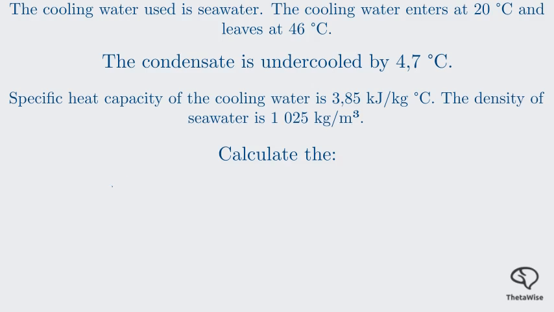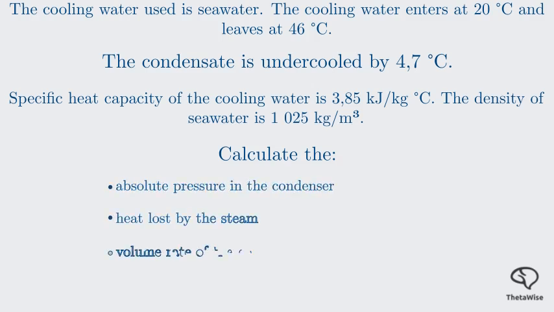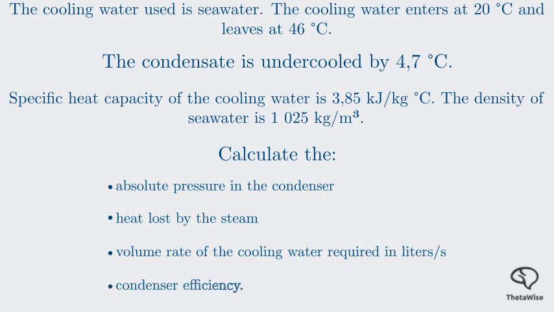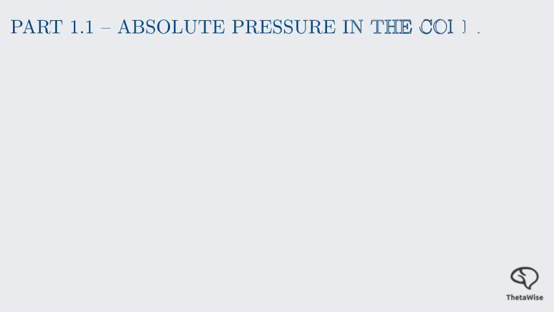We need to calculate four things: the absolute pressure in the condenser, the heat lost by the steam, the volume rate of the cooling water in liters per second, and the condenser efficiency. First, let's solve for the absolute pressure in the condenser.